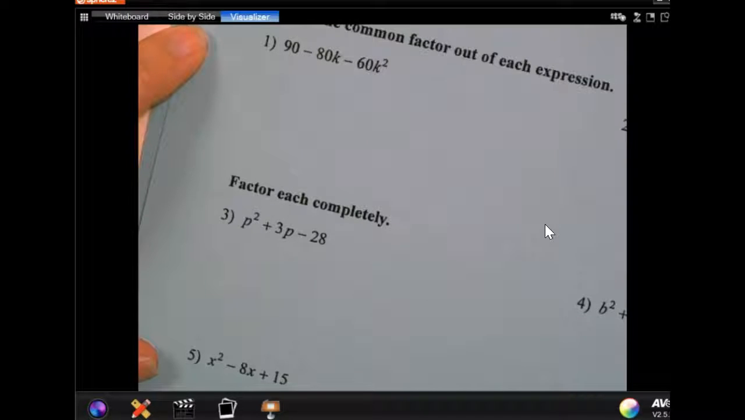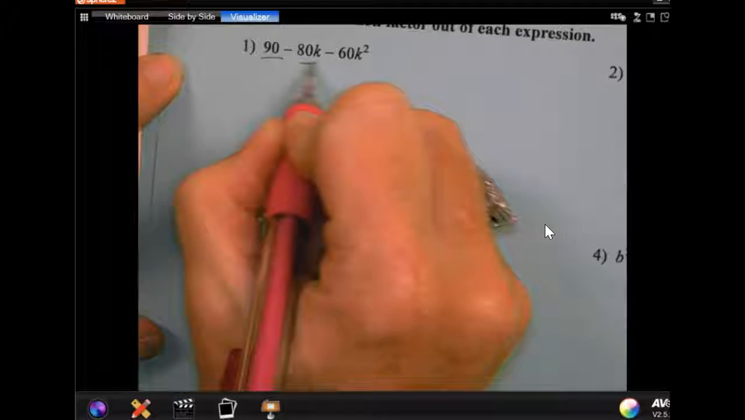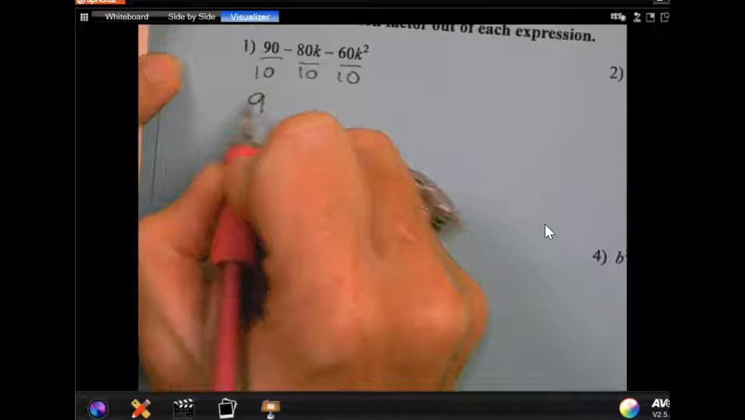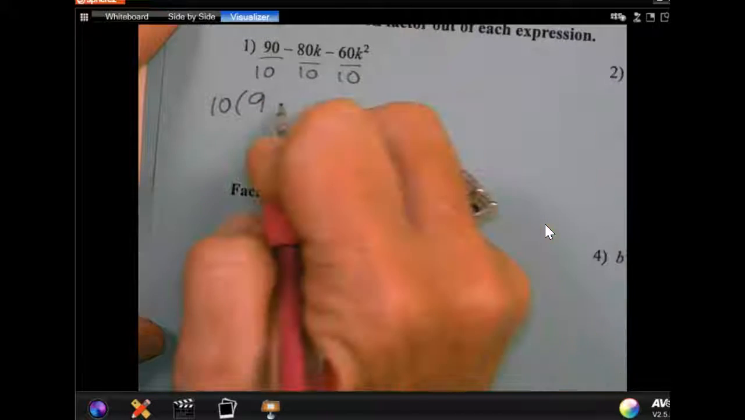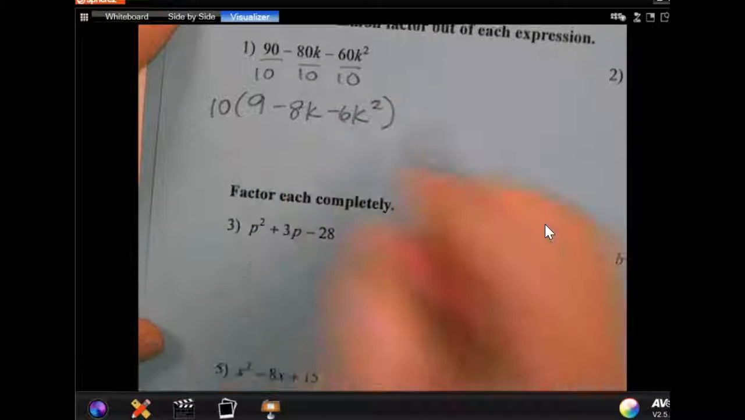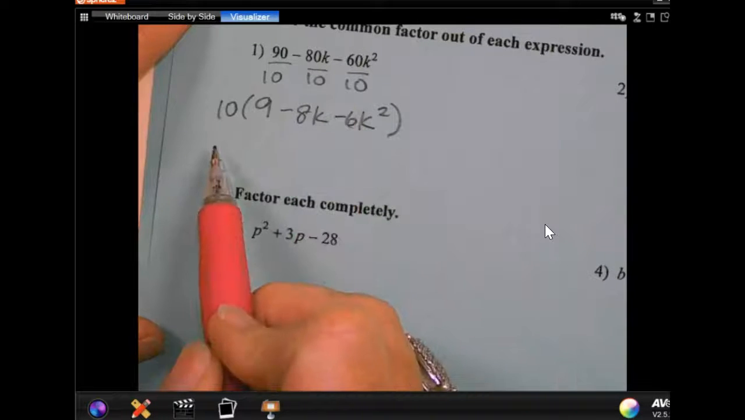So if I start on number 1, factor out a common factor. That's not a factor. That means what do they have in common? So what do all of these have in common? 10. So if I divide by 10, and since we divided from all 3 terms, that goes in the front.